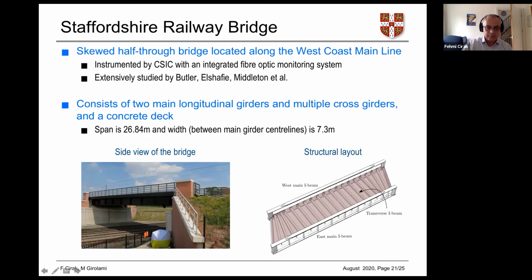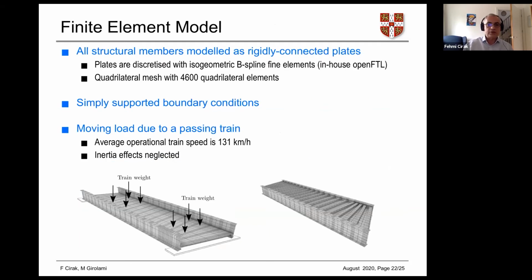Okay, so this is our structural system. This is our bridge, and this is what the structural system looks like. There are two longitudinal main girders, I-beams, and there are multiple cross girders in between, and a concrete deck on top of that. The span is about 27 meters, and the width is around 7.3 meters. So it's a relatively small bridge, I think. Okay. So this is our finite element model which we created.